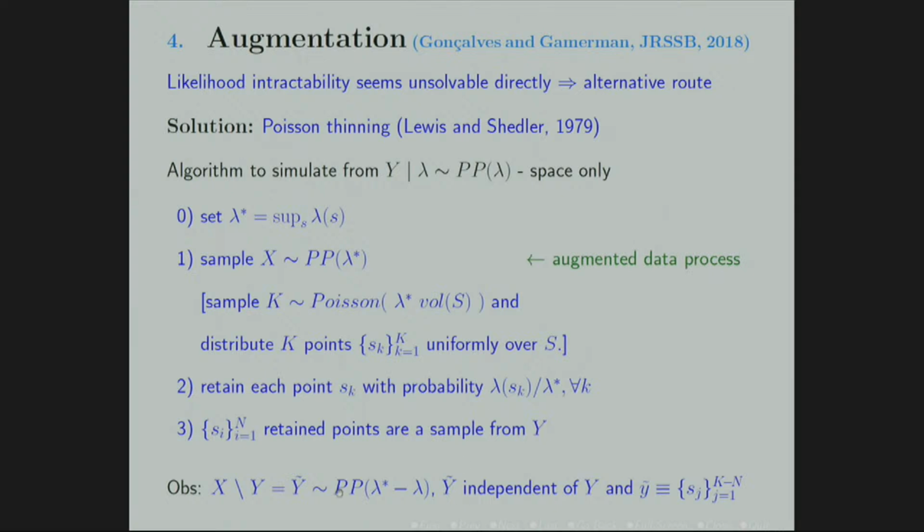And I would like to mention that after this specification of X, Y, the remainder process is also a Poisson process, conditionally independent of the data that we are observing, with complementary intensity. Okay?